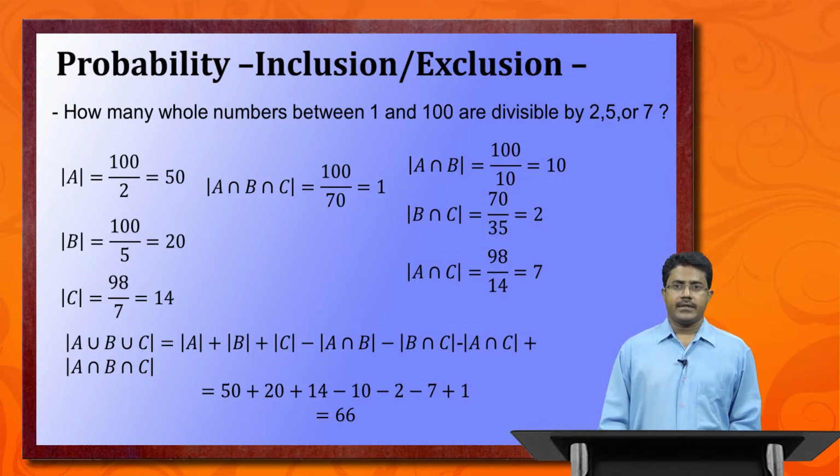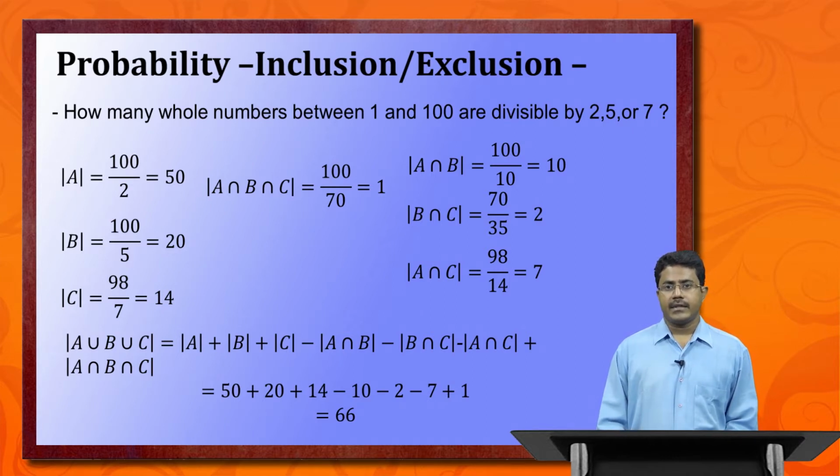A intersection B is the number divisible by both 2 and 5, that is 10. So 100 by 10 equals 10; there are 10 numbers. For B intersection C, that is 5 and 7, it is 35. For the numbers divisible by 35, instead of 100 by 35, we have written 70 by 35, because the nearest number divisible by 35 is 70. So 70 by 35 equals 2.